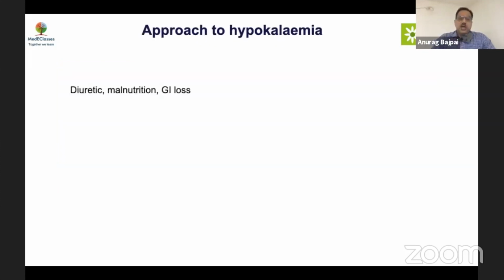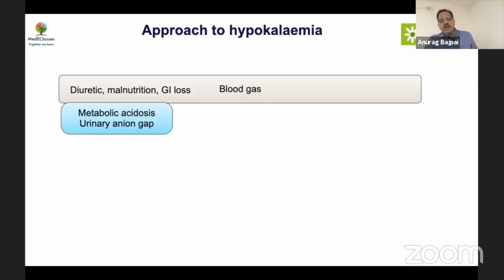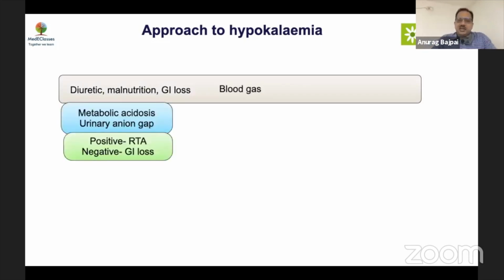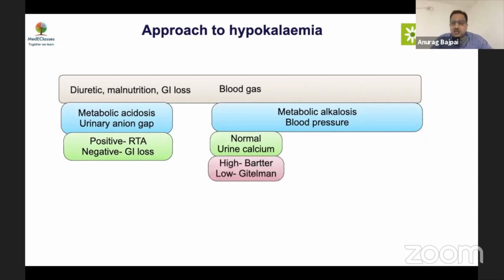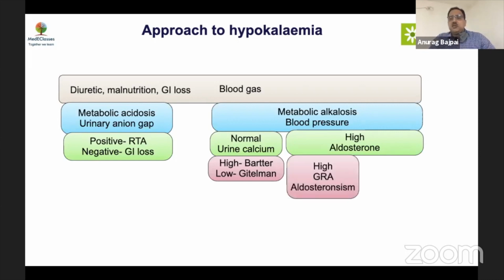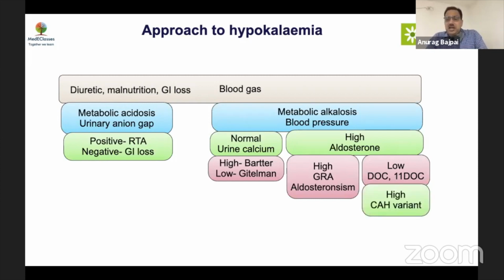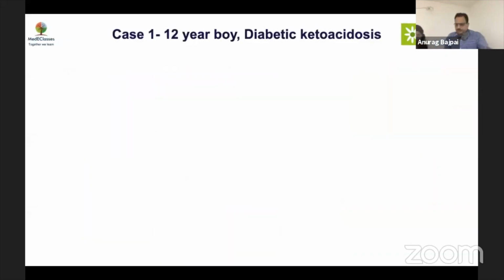So the approach for hypokalemia involves diuretic, malnutrition, GI, the common causes. Look at blood gas. If there is acidosis, look at urinary anion gap. If it's positive, it is renal tubular acidosis. Negative is a GI loss. Metabolic alkalosis, look at blood pressure. If it's normal, look at urinary calcium. High is Bartter's, low is Gitelman. If the blood pressure is high, look at aldosterone. If it's high, GRA or aldosteronism. Low, it's DOC or 11-DOC. And if it's high, look at CH variant. So mainly blood gas, urinary calcium and BP will give you the diagnosis in the majority of cases in hypokalemia. You can carry forward from there.